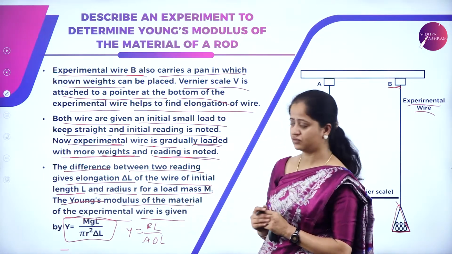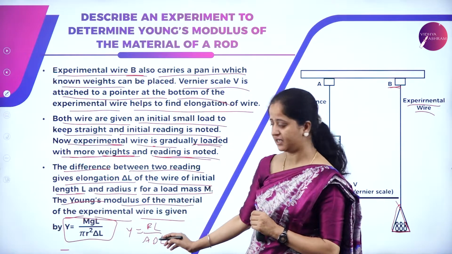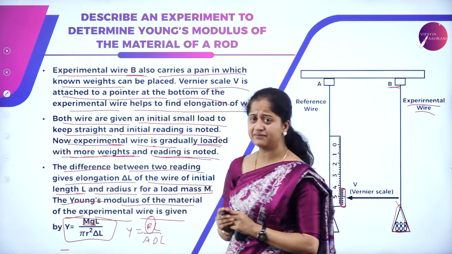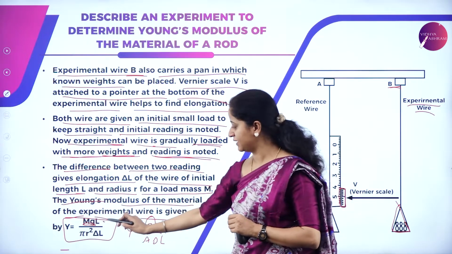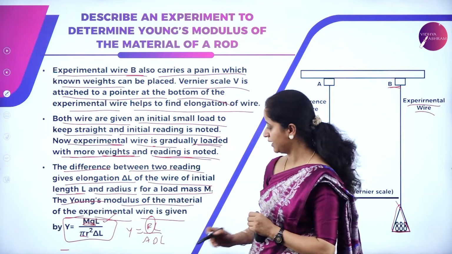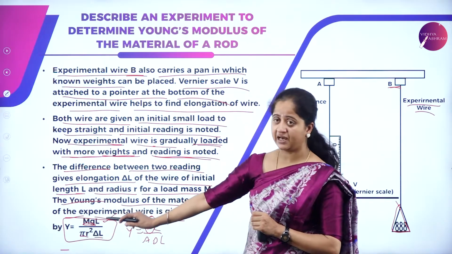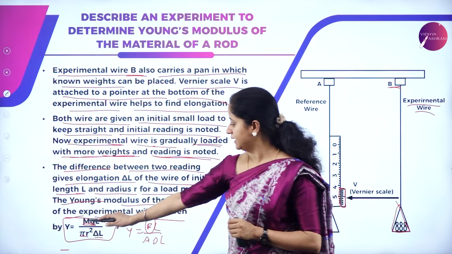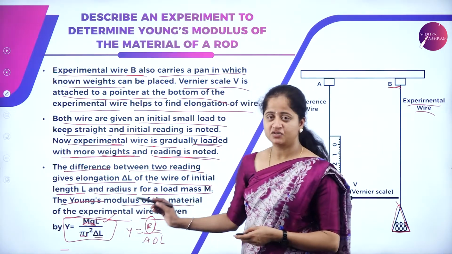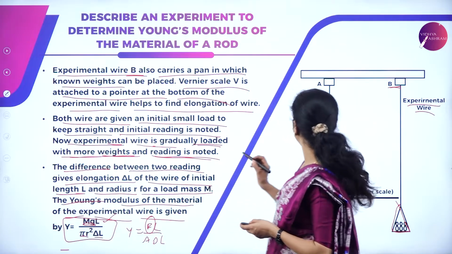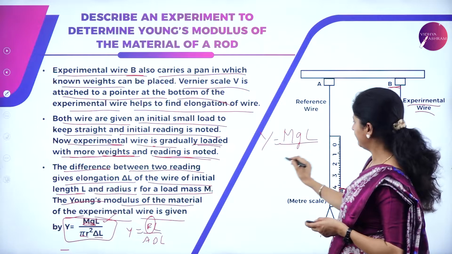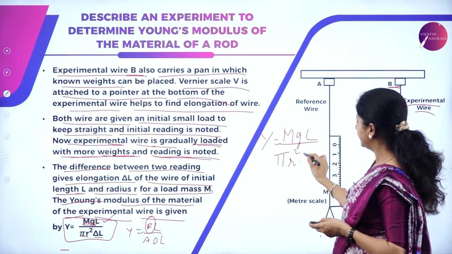So transposing that, we get FL divided by A into delta L. F is the force, that is given by mg, and L is as it is. A is the area of cross section, that is pi r squared, into delta L. We have the formula for Young's modulus, mgL divided by pi r squared into delta L. So from this we can conclude Y equals mgL divided by pi r squared delta L.